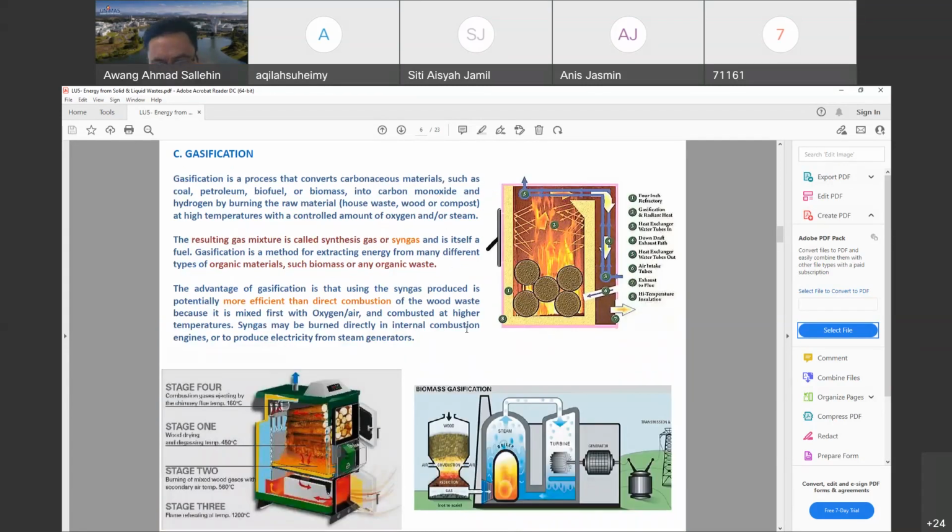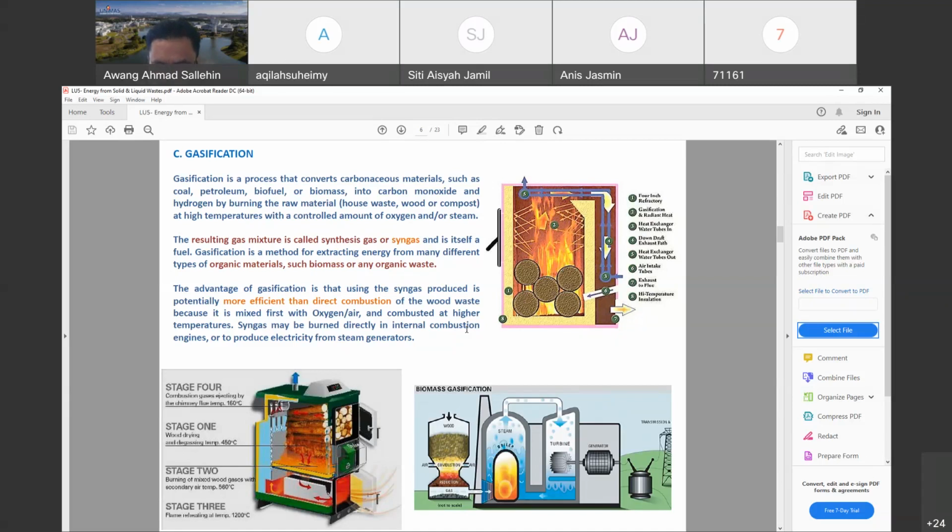Okay, and then next we have gasification. Gasification is the process that converts carbonaceous material, for example, coal, petrol, diesel, biofuel, or biomass, into carbon monoxide and also hydrogen. How it's converted into carbon monoxide and hydrogen is through the burning of the raw material.